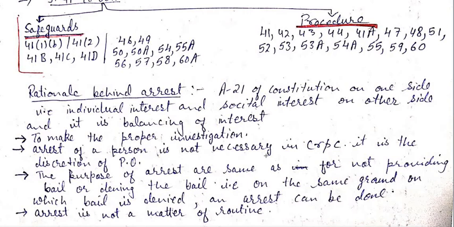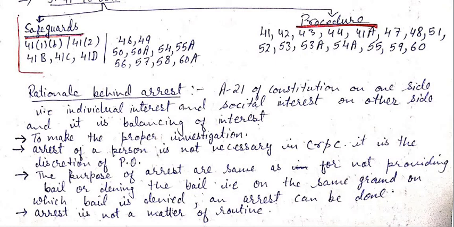So here we see article 21 on one side and the societal interest on the other side. That is, article 21 of the Constitution on one side is the individual interest, and societal interest on the other side, and it is basically about the balancing of the interest. That is the constitutional aspect of arrest, the rationale behind the arrest.